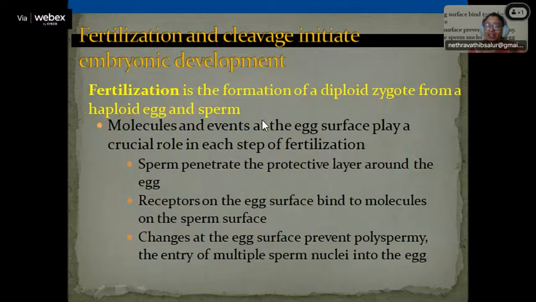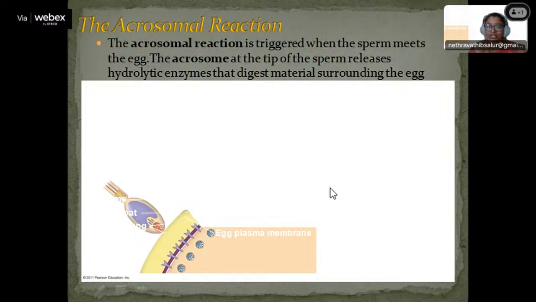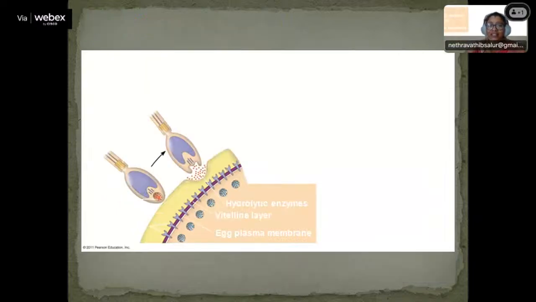Now let us understand how the fertilization takes place. So here I have a very beautiful slide which shows how the fertilization takes place. See here, you can see the sperm is coming towards the egg. Once the sperm comes to the egg, you can see there is release of red molecules. The red molecules are nothing but the hydrolytic enzymes which are produced by the acrosome. So they will dissolve the egg membrane.